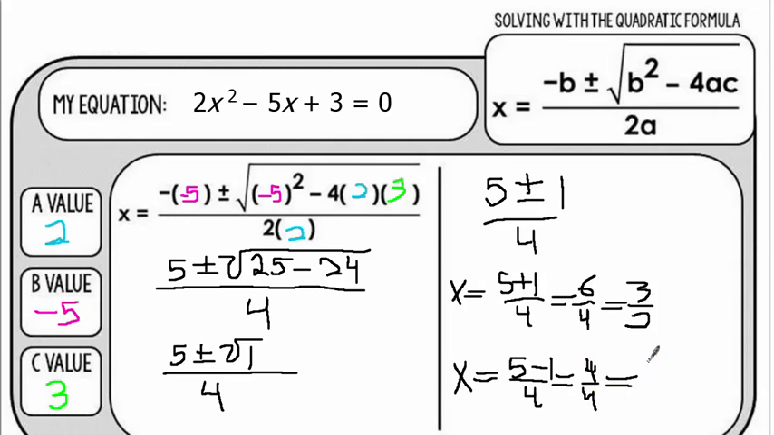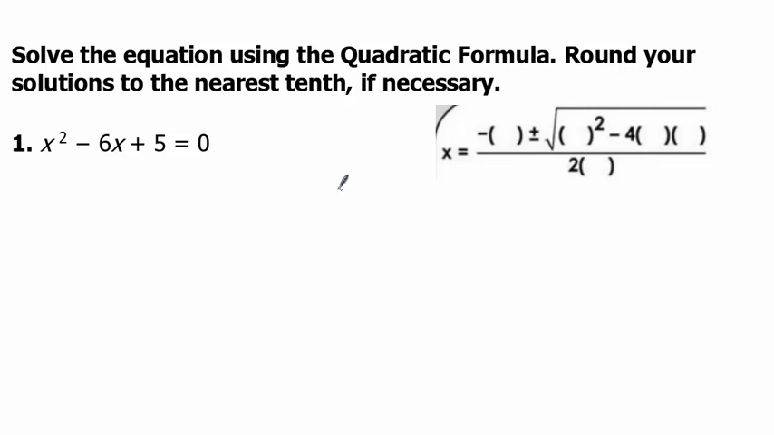So my solution is 1. So I have my 2 solutions here. Now, you can set them up this way every time. I'm not always going to write all this out, but it's the same idea.